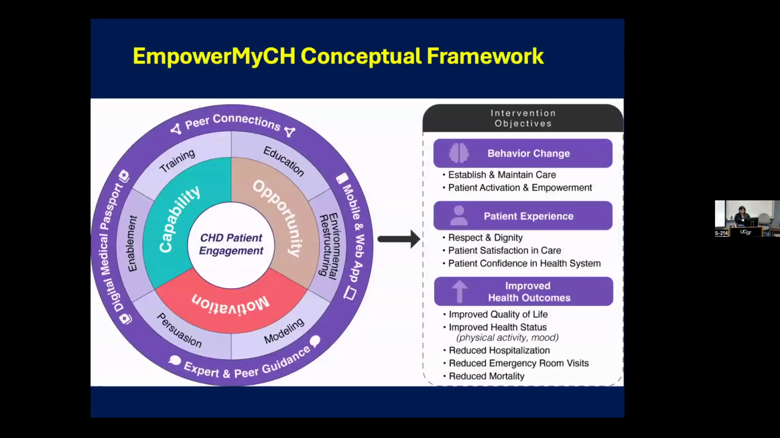So in summary, the intervention components within the Empowerment CH, which are the medical passport, peer guidance, and peer connections, function as tools for providing education, training, modeling, persuading the participants, enabling them, or restructuring their environments to enhance their capability, opportunity, as well as motivation, otherwise referred to as the COM-B domains for ACHD patients. Our hypothesis is that this will support ACHD patient activation and engagement skills, ultimately improving patient experience, reducing gaps in care, and improving health outcomes.